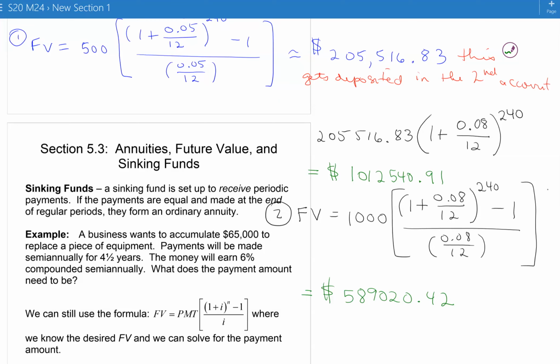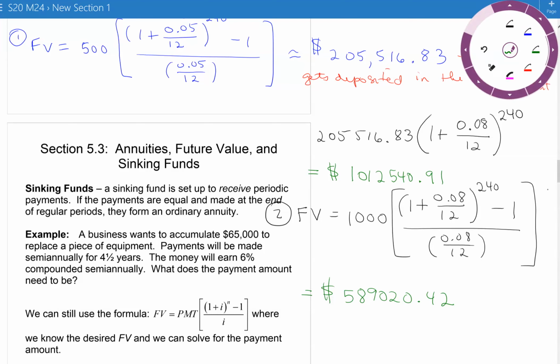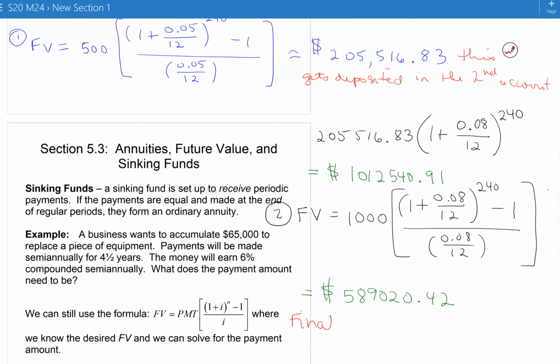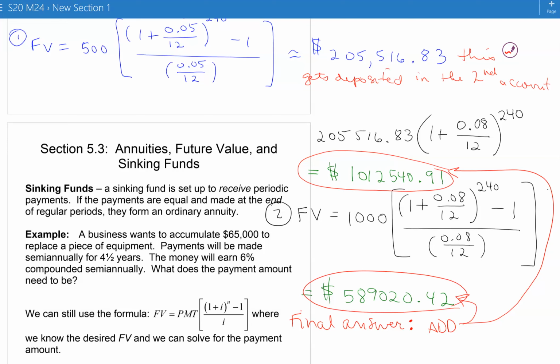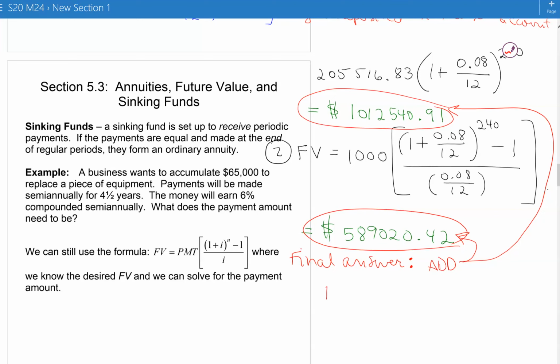And I always like to double check. Yep. So then for your final answer, you're going to add this amount and this amount together, and you get 1,601,561.32. So that's your final answer.